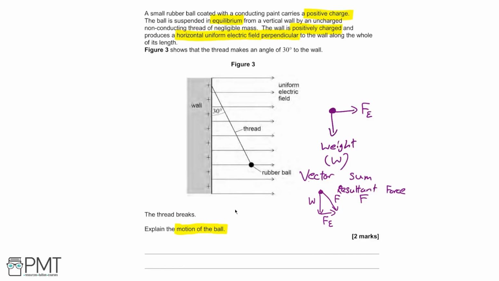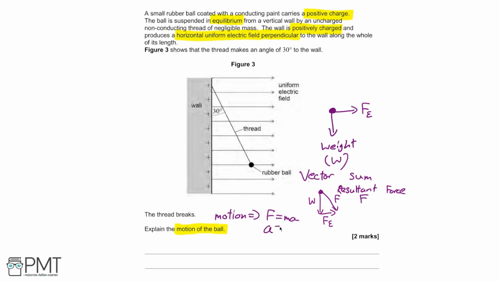Since we've been asked to consider the motion of the ball, we now need to relate the resultant force F to the acceleration of the ball, as that will tell us about its motion. Therefore, the fact that we want to know about the motion implies we want Newton's second law, F is equal to ma, provided that the mass of the ball is constant, which in this case it is.